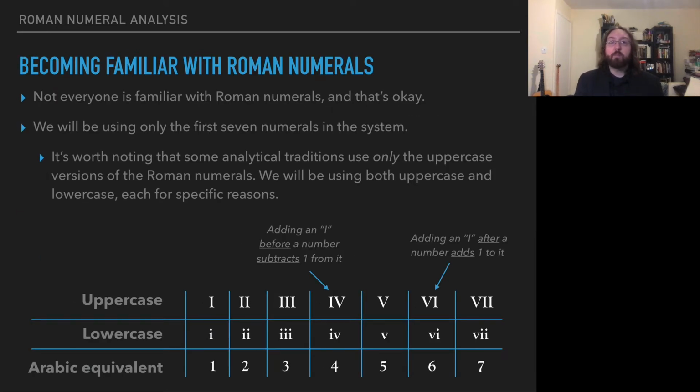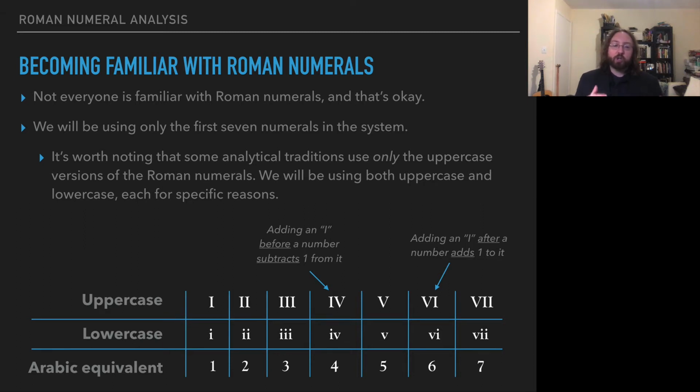Now, it's good to become familiar with Roman numerals before we even start applying them to music. Not everyone is familiar with them, and that's okay. We'll only be using the first 7 numerals in the system. We won't go higher than that because they'll be linked to scale degrees, and in a diatonic scale, there are only 7 scale degrees to work with. It's worth noting that some analytical traditions use only the uppercase versions of the Roman numerals. For our purposes, we'll be using both uppercase and lowercase, each for specific reasons.